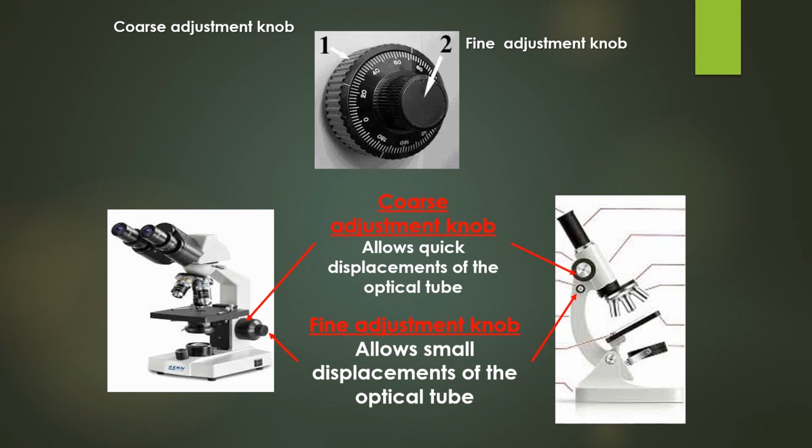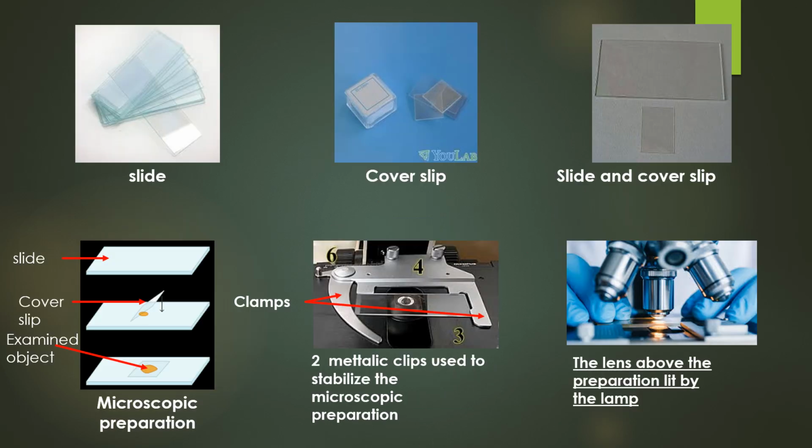The materials used in microscopic preparation are the slide and the cover slip. In order to make a preparation, we bring the slide and we put the object on the slide, and then we cover the examined object with the cover slip, as shown here in this document.